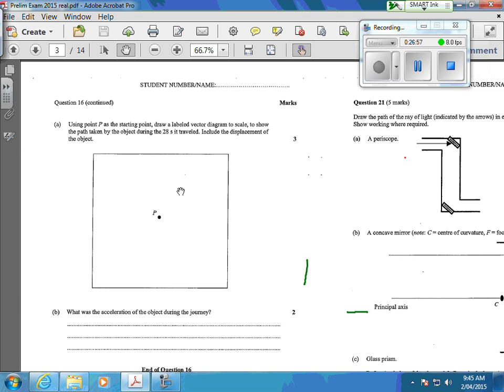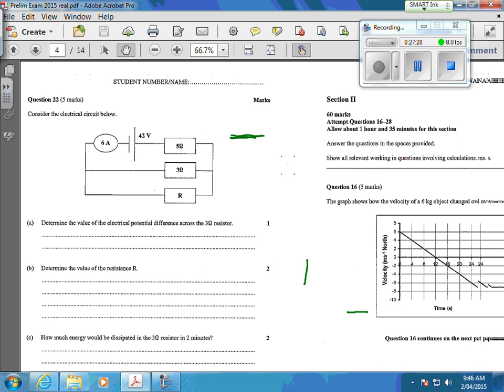it asks you, using point P as a starting point, draw a labelled vector diagram to scale to show the path taken by the object. Include the displacement. Now, what they're asking you to do is a vector diagram for the displacement of the object through its journey. Looking at that graph, it doesn't slow down then speed up. It's very consistent. What you've got to look at is velocity time. Yes, it is velocity time.